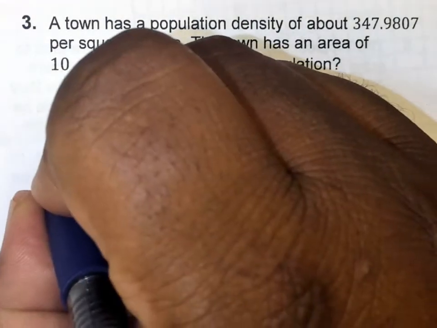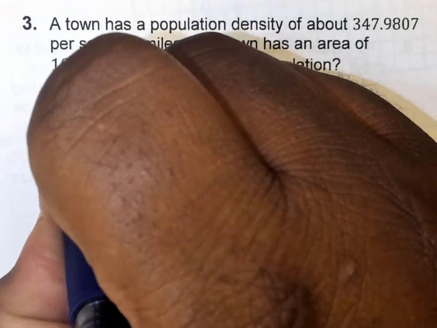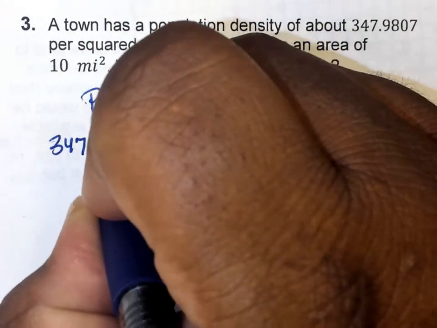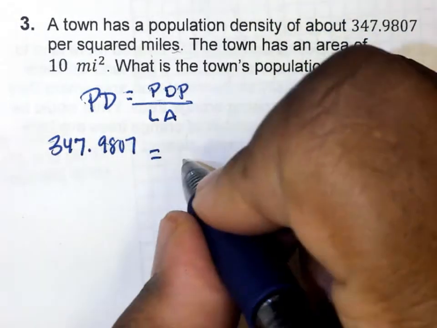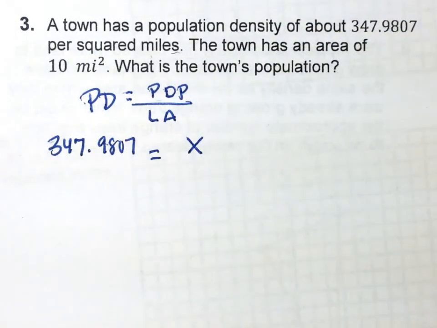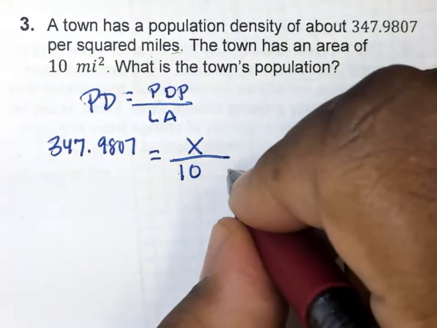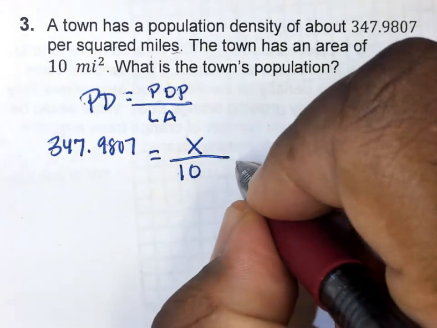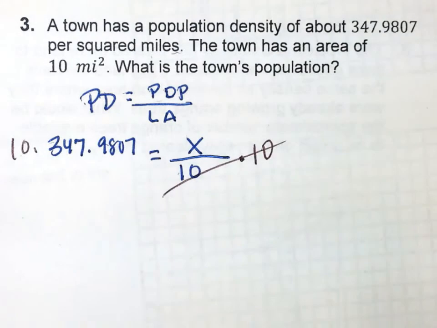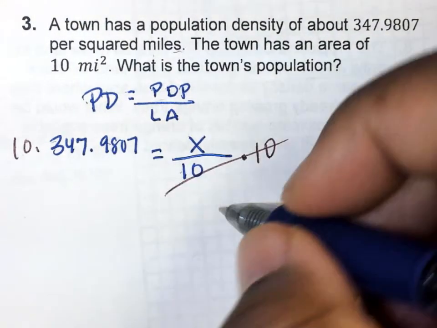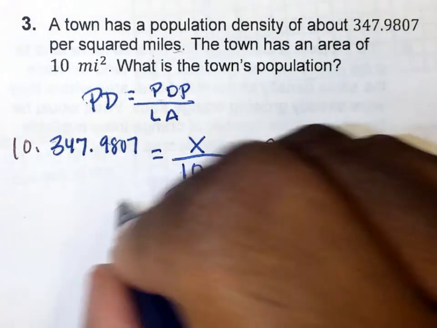My density is 347.9807. My population is what I'm looking for, so the variable goes there. Land area, they told me 10 miles squared, so 10. Once I set it up correctly, times 10 cancels. You just multiply them by 10, so it makes life easier.